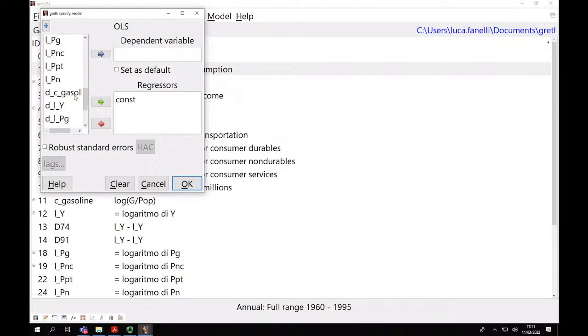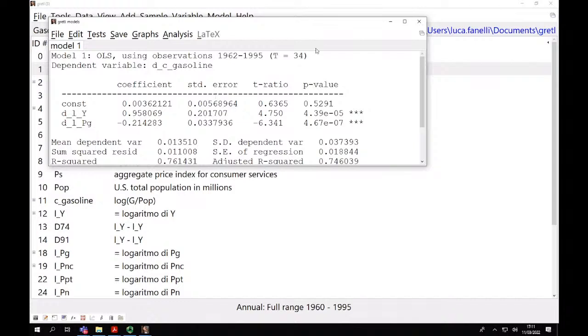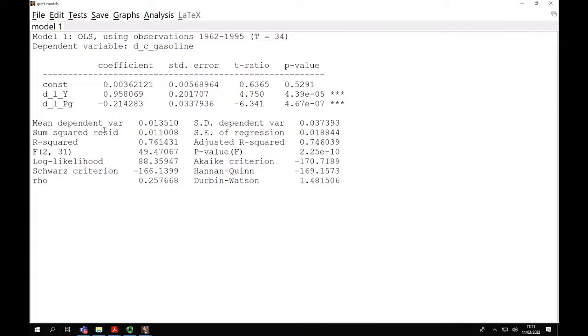I had the growth rate of gasoline consumption as the dependent variable. I had the growth rate of income. I had the growth rate of the price of gasoline. This was my OLS estimate, okay? Now, my concern is that this regressor could be an endogenous regressor because quantity and prices are determined simultaneously. So for the reason we've been discussing, I have a problem with this coefficient.